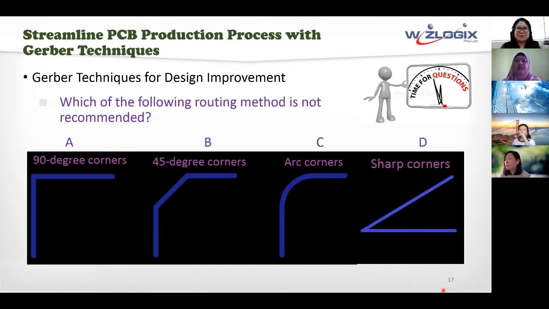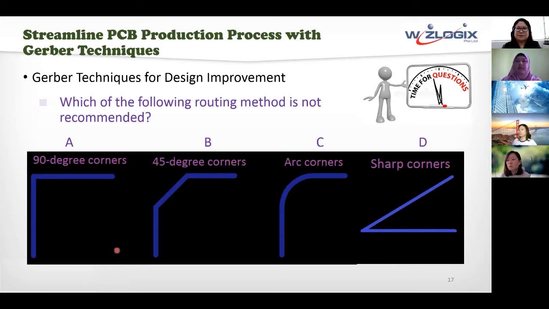So D, routing at this sharp corner, is not recommended. And most of the time, we do not want to practice this kind of routing. What will happen is that there will be an issue called acid trap. Acid from the chemical removal stage will be trapped in this area and will still be left behind even after the chemical washing or even after the whole PCB board is fabricated. So the issue of acid trap is very highly possible in this routing method D.